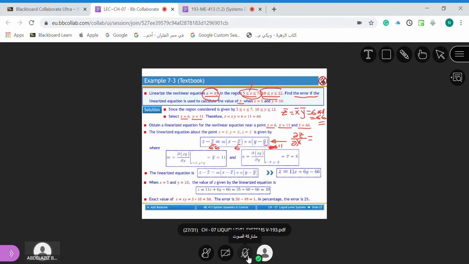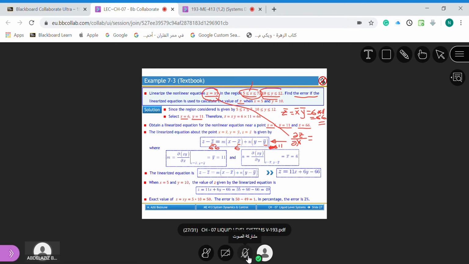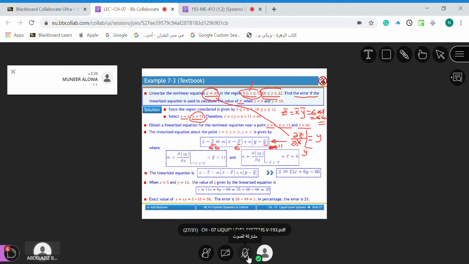Z is equal to xy. If we differentiate it with respect to x, what does it give you? Y. So this is y. But we want it at the operating point, that is, at y bar. What is the value of y bar? 11, right? Y bar will be 11.